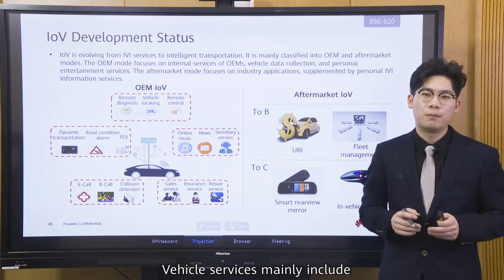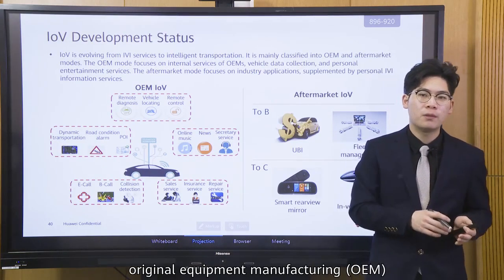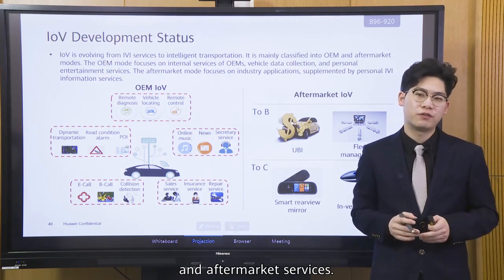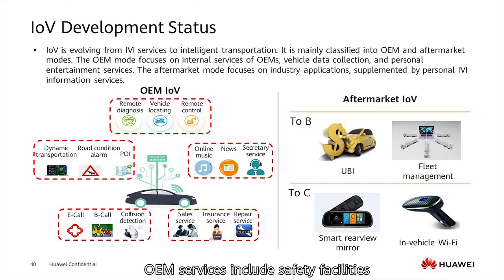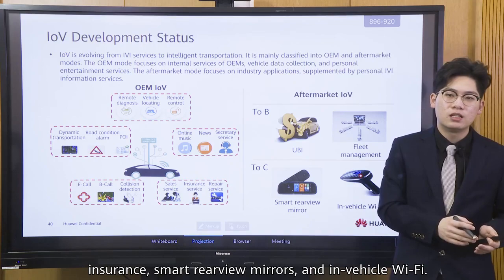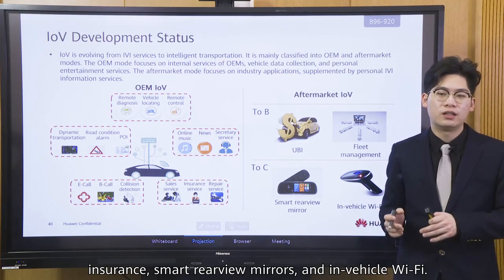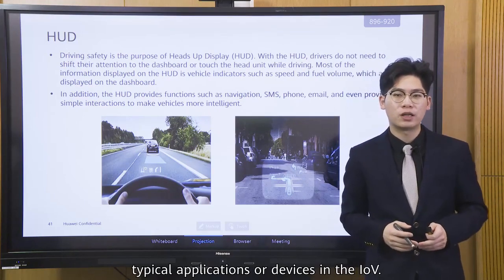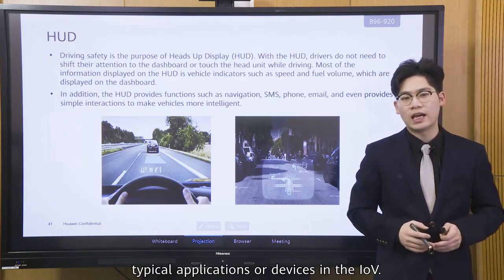Vehicle services mainly include original equipment manufacturing, which is OEM, and aftermarket services. OEM services include safety facilities and entertainment devices before delivery. Aftermarket services include auxiliary measures and devices such as insurance, smart rear-view mirrors, and in-vehicle Wi-Fi. Now, let's move on to several typical applications or devices in the IoV.